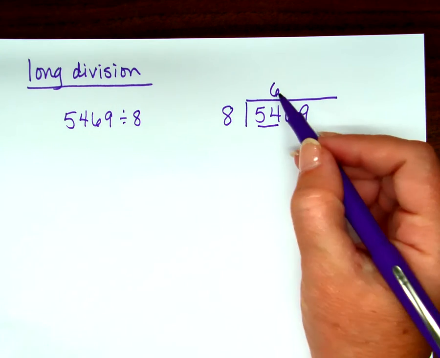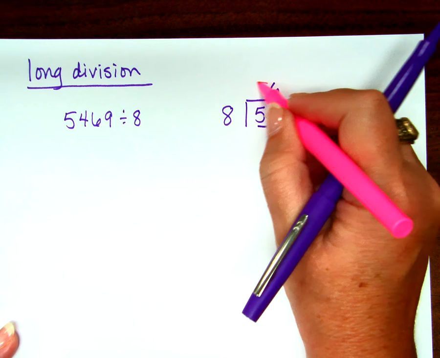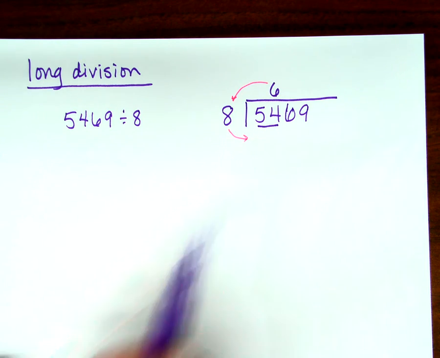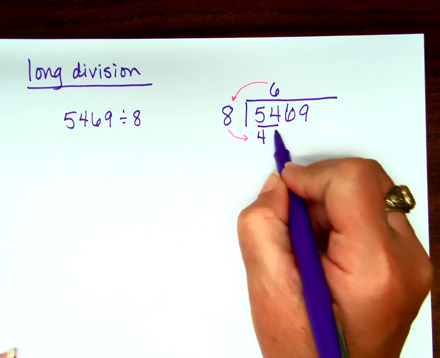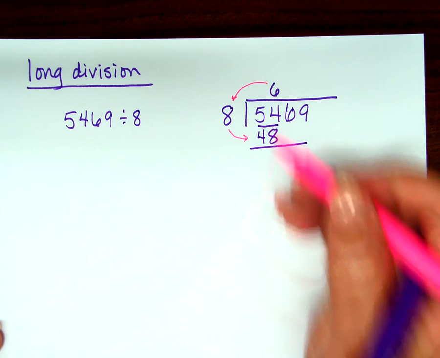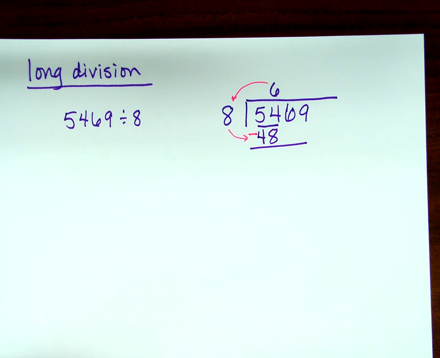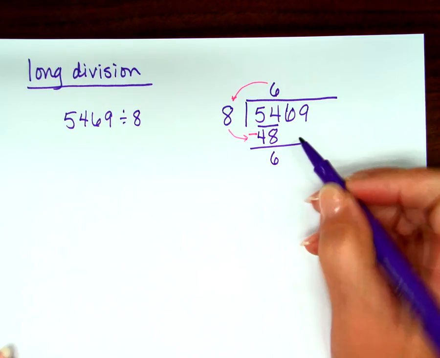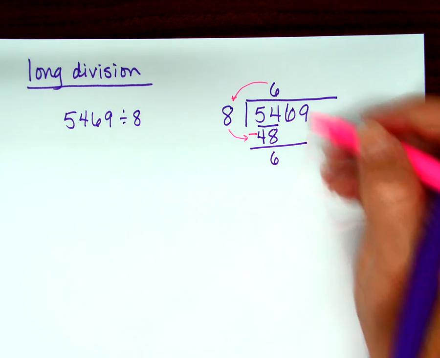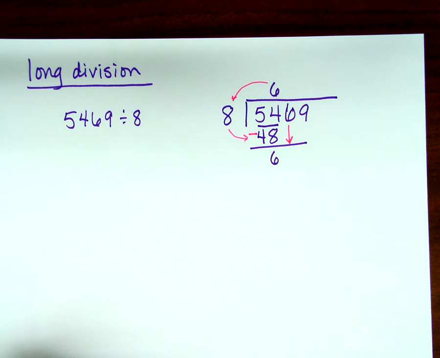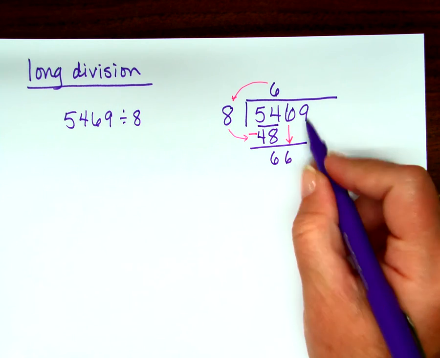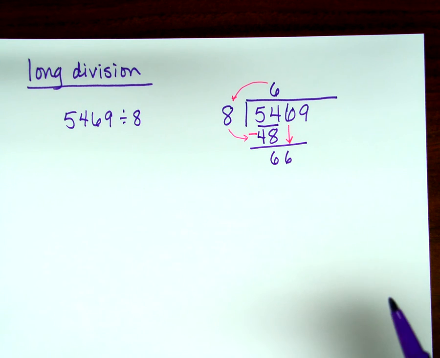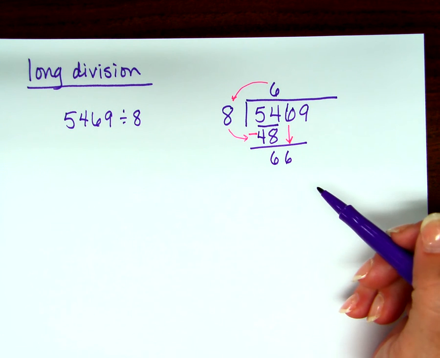Okay, so now what? Oh, first I have to multiply those two, right? And then write it here. 48. And then what do I do with that? I subtract. So what is 54 minus 48? 6. And then what? Just the 6? Could I bring the 9 down also if I wanted to? Yeah. It's just kind of in the way right now, right? Okay. Now what do I do?